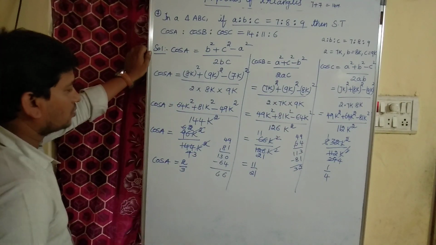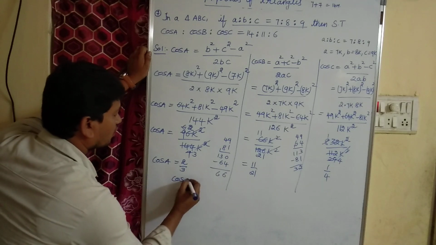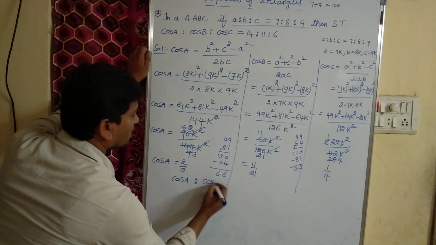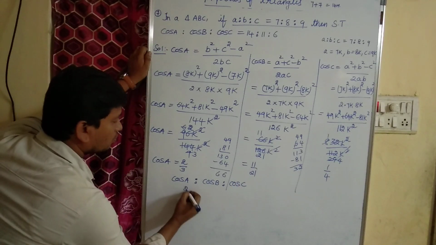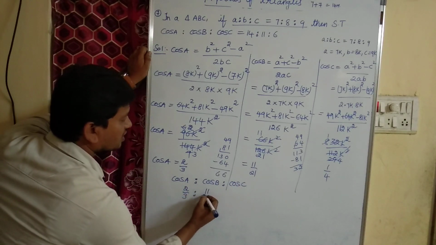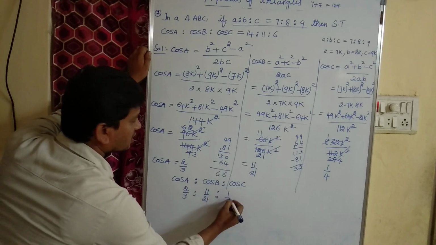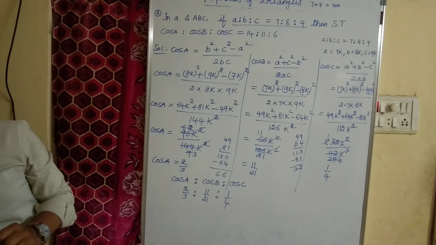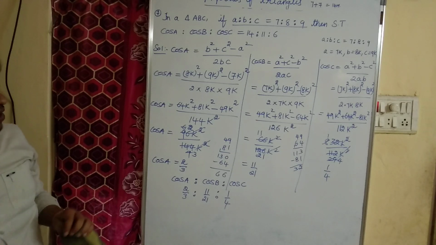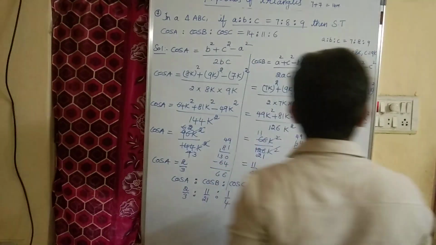Actually, they are asking to find the ratio of cos A : cos B : cos C. As cos A is 2 by 3, cos B is 11 by 21, cos C is 1 by 4, right? They got 2 by 7, once check it.